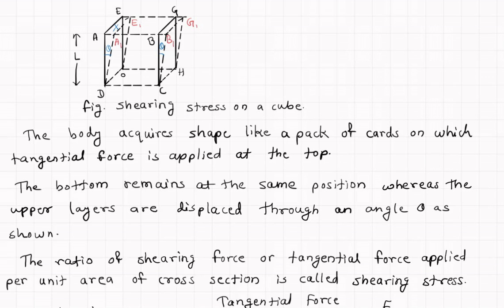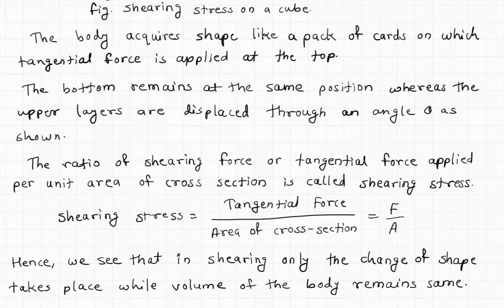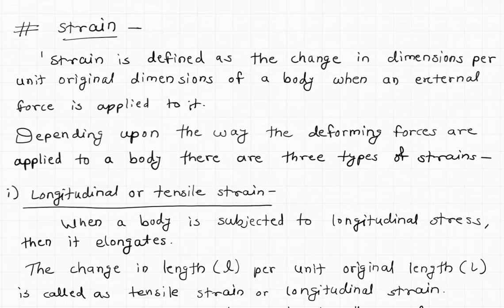The ratio of shearing force or tangential force applied per unit area of cross section is called shearing stress. Therefore, shearing stress is equal to tangential force divided by area of cross section, which is equal to F by A. Hence, we see that in shearing, only the change of shape takes place while the volume of the body remains the same. Next is strain. Strain is defined as the change in dimensions per unit original dimensions of a body when an external force is applied to it.